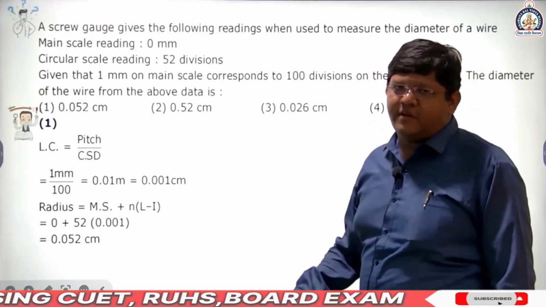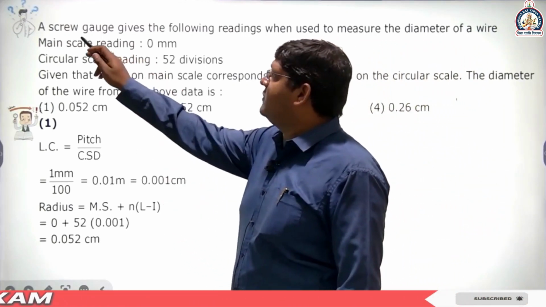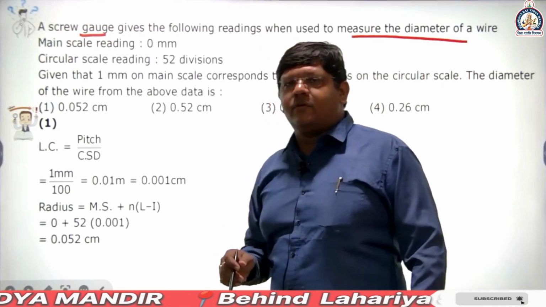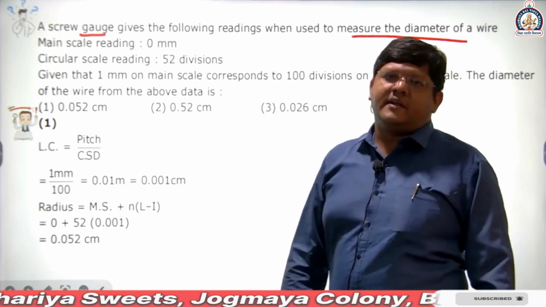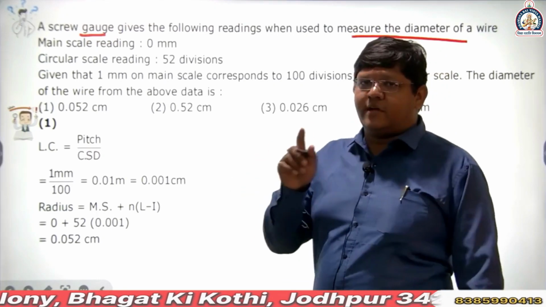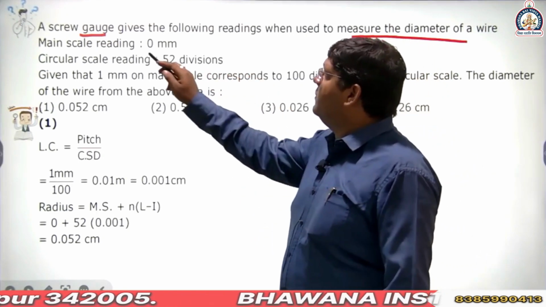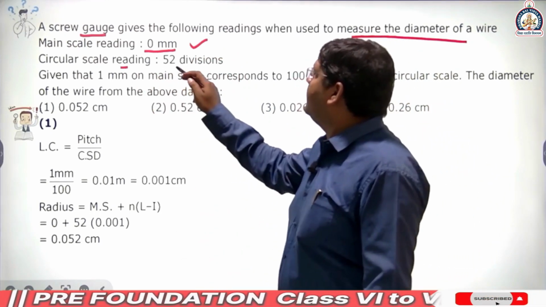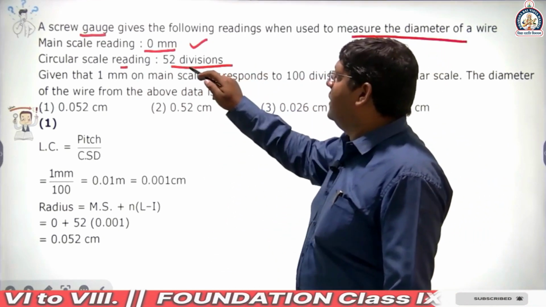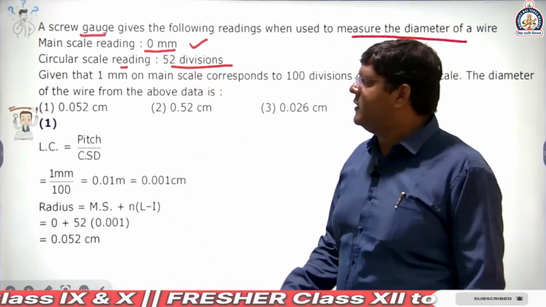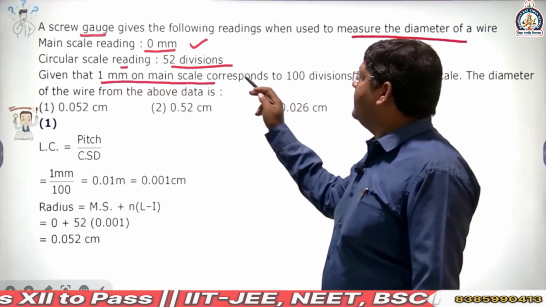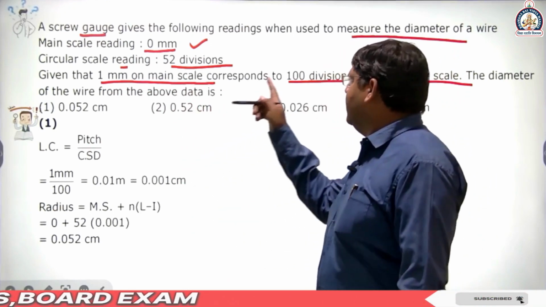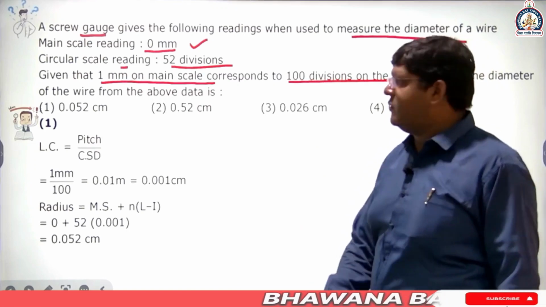Moving to the next part, this question is related to your class 11 measurement chapter, the starting chapter. A screw gauge gives the following reading when it is used to measure the diameter of a wire. As we all know, a screw gauge is used to measure the thickness and the radius of a small wire-shaped object. There are two types of scale, main scale reading and circular scale reading. The main scale reading comes out to be 0 mm because the object is very small, and the circular scale reading is 52 division. As we all know, there are total 100 divisions and the reading comes out at 52 division. Now, given that 1 mm on the main scale corresponds to 100 divisions on the circular scale. When there is a movement of 1 mm in the main scale, there are 100 divisions in the circular scale.